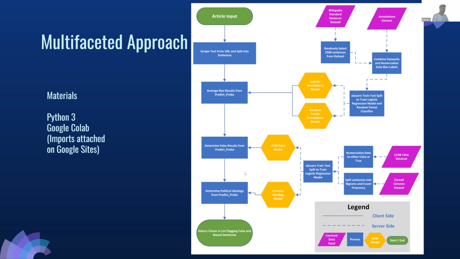So that's kind of the idea of these three results, and then we obviously return the values to actual people, and then we list what sentences are false, which ones are biased, and what type of bias it is.